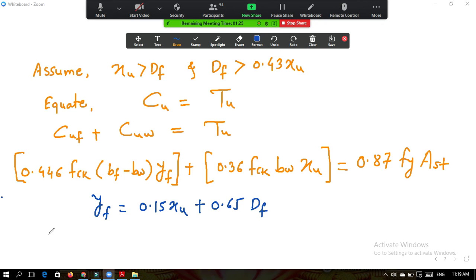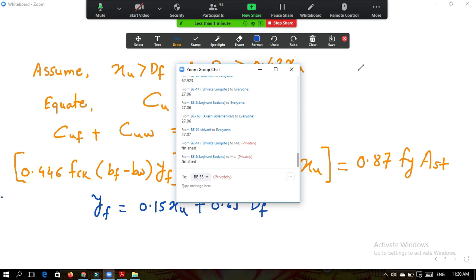Okay, so if your writing is over up to this point, we will move to the next step. Write it down and let me know. Less than 1 minute is remaining. If it gets disconnected, please rejoin.